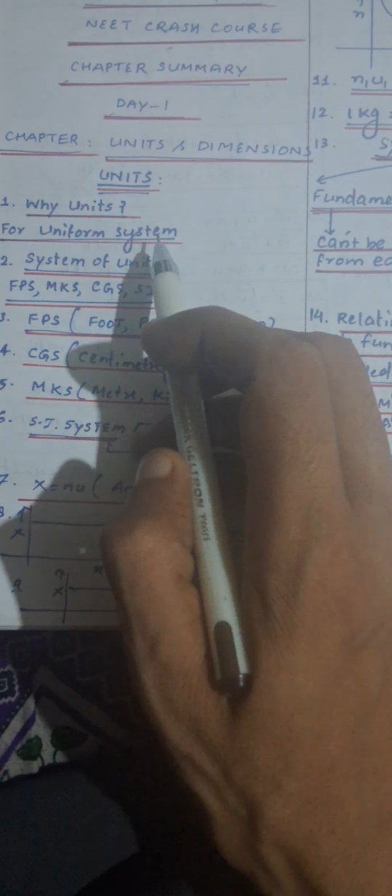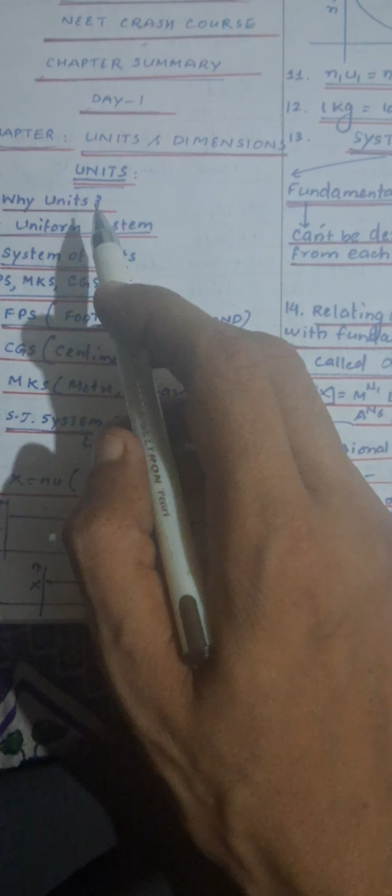So, let's start with units. The first question is: why units? Units are for making a uniform system which can be used by everybody. Everybody has trust in it, and people can exchange things on the basis of this symmetrical and transparent system, and there are no disputes involved.